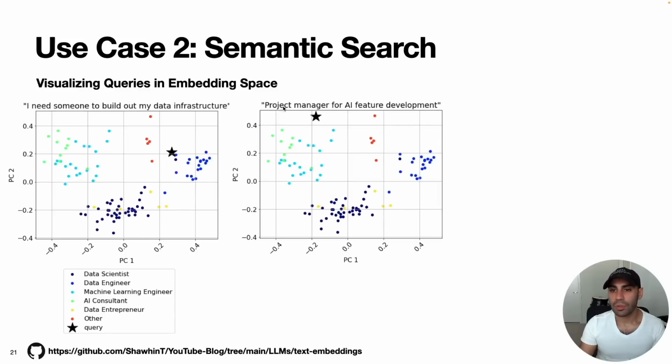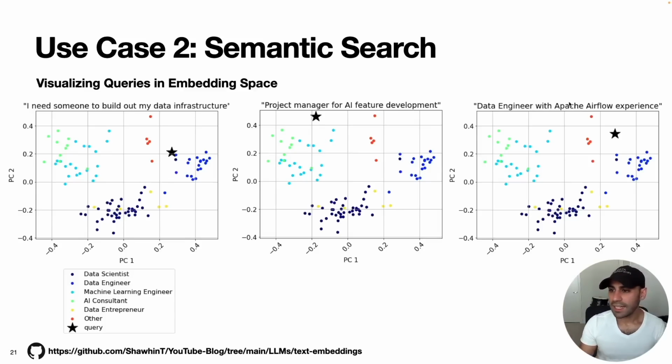Another one is project manager for AI feature development. So this one tends to be closer to the machine learning engineers and the AI consultants. And it's kind of like on the border between the two, which makes sense because you're going to need an ML engineer for the feature development, but you probably want an AI consultant for the project management side of the project. And so probably a mix of those two skills will be best.